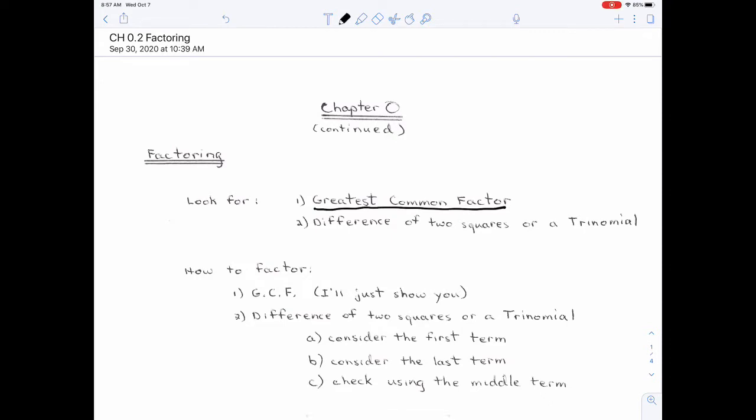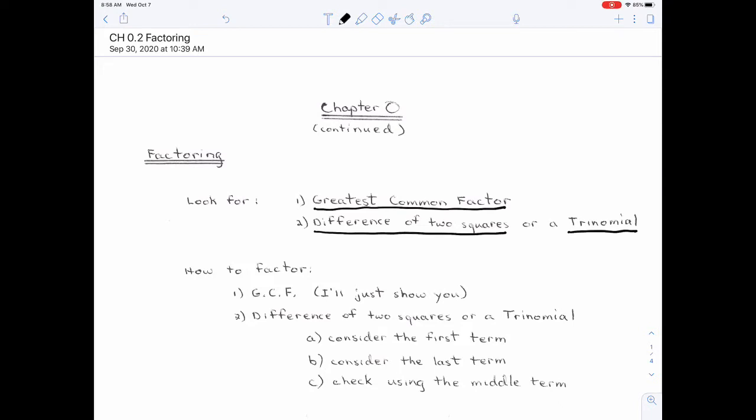The second thing you want to look for is either the difference of two squares or a trinomial. Now, does it have to be a difference? Yes. Does it have to be two squares? Yes. So it has to be a difference of two squares. And again, I'll show you examples of these. Trinomial, what's a tricycle? It has three wheels. What's a trinomial? It has three terms.